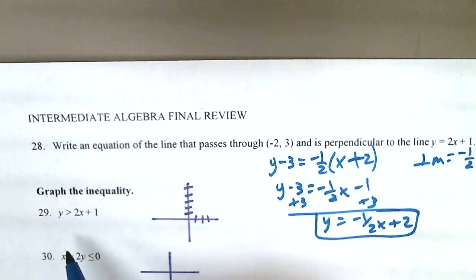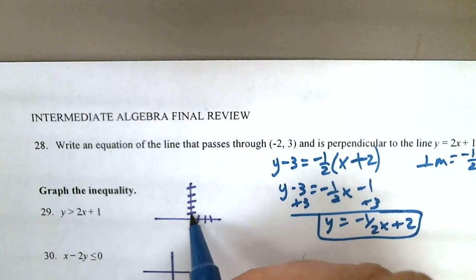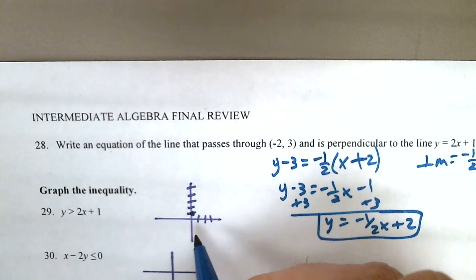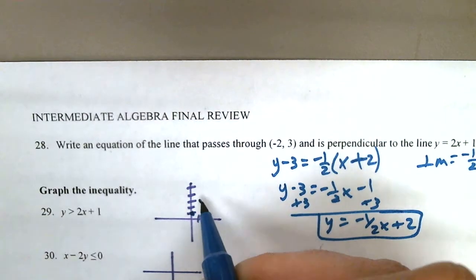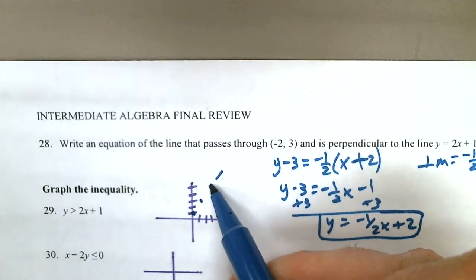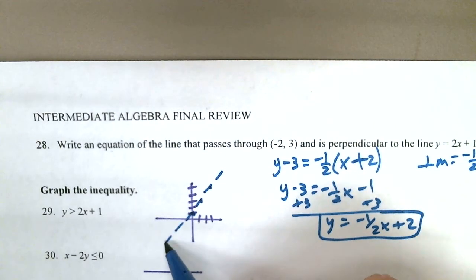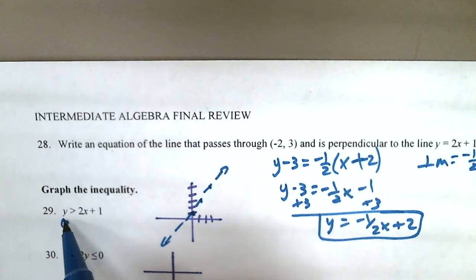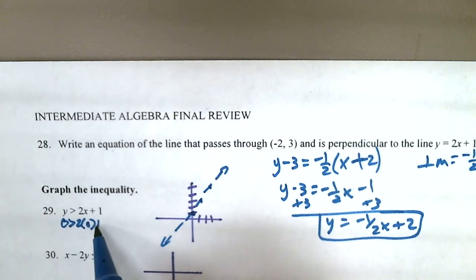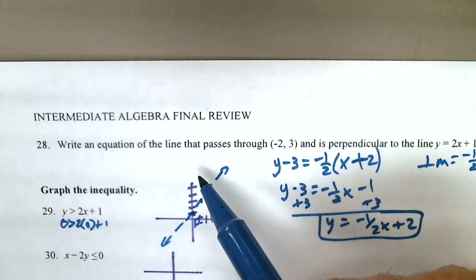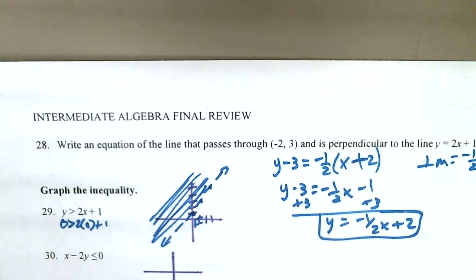Question number 29, we have this inequality with a y-intercept of 1 and a slope of 2. So from that y-intercept, I'm going to go up 2 and over 1, up 2 and over 1. Since there's no equal sign, we know that my graph will be a dotted line. And I'm going to test a point to see which side I need to shade. If I put in 0, 0, I get that 0 is greater than 1, which is a false statement at 0, 0, so I am going to shade the opposite side.